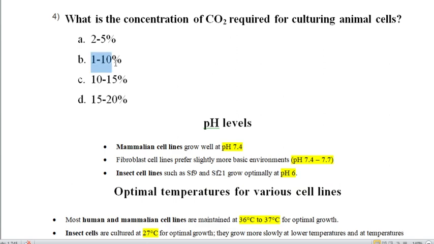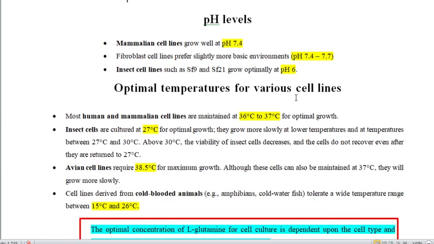Next question, what is the concentration of carbon dioxide required for culturing animal cells? The correct answer is 1 to 10% of carbon dioxide will be used for animal cells. Generally, most commonly 5% carbon dioxide will be employed. Regarding pH level, mammalian cells generally go at a pH of 7.4. These are additional differences, friends. And fibroblast cell lines prefer a basic environment ranging from 7.4 to 7.7. And insect cell lines, like your SF9, SF21, will grow at a pH of 6.